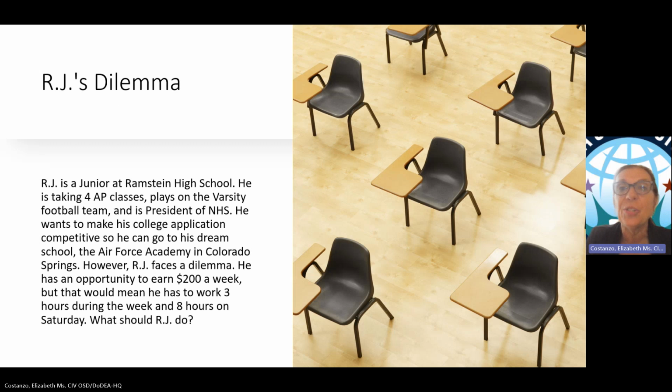In this mini lesson, the students are going to take a look at a dilemma, and this is going to support their learning of the teaching point of marginal cost and marginal benefit. RJ's dilemma is this. RJ is a junior at Ramstein High School. He is taking 4 AP classes, plays on the varsity football team, and is president of the National Honor Society. He wants to make his college application super competitive so he can go to his dream college. This just happens to be the Air Force Academy in Colorado Springs.